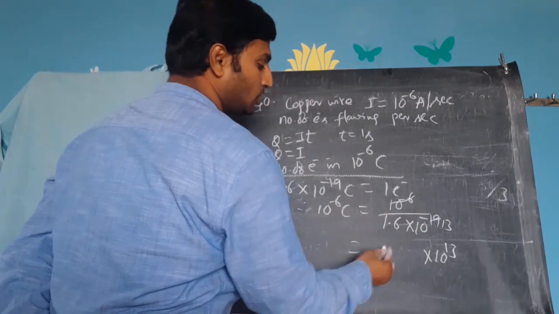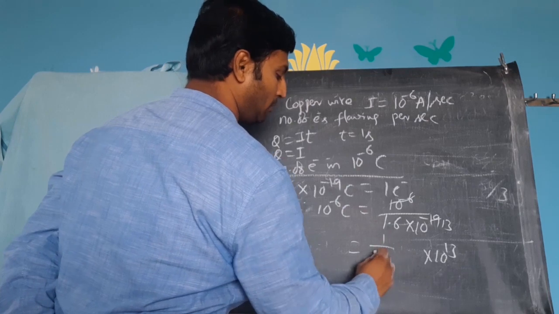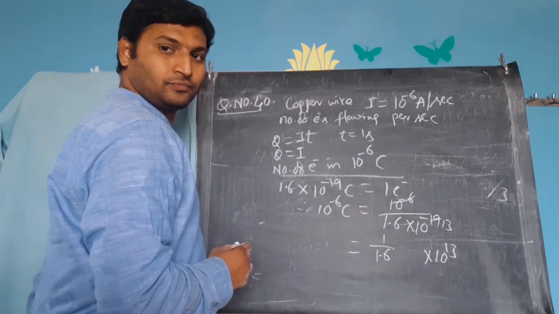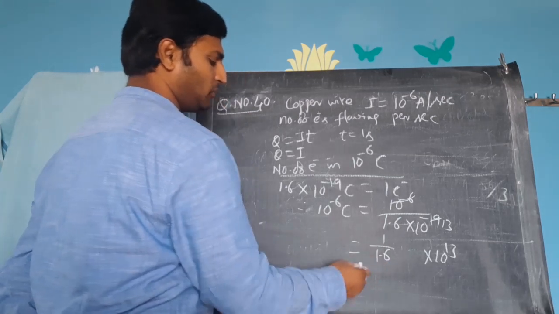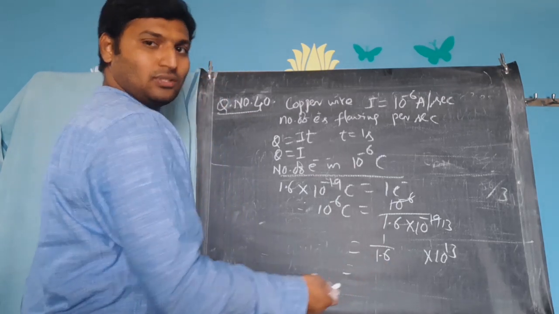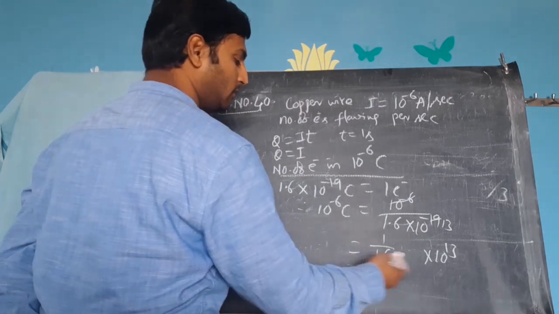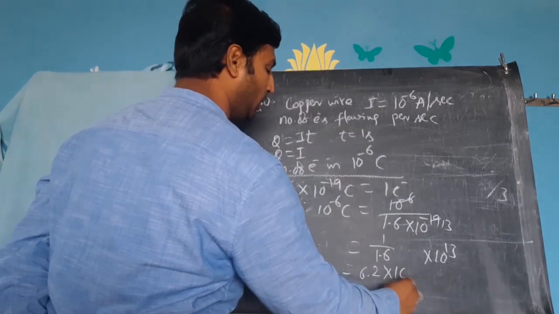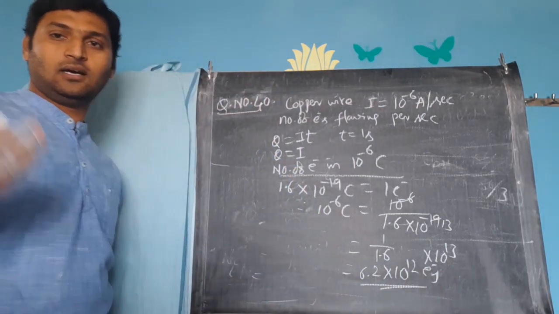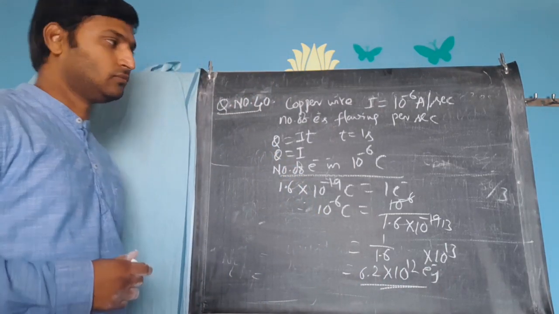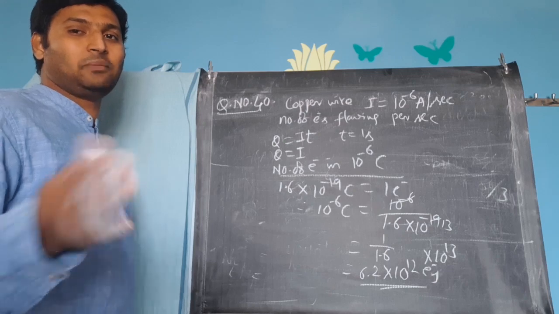So here you have 1 by 1.6. Simplify 1 by 1.6, you will get something like 0.62. So that will become 6.2 into 10 power 12 electrons. Check the nearest option that you have. So it was a very simple fundamental science question.